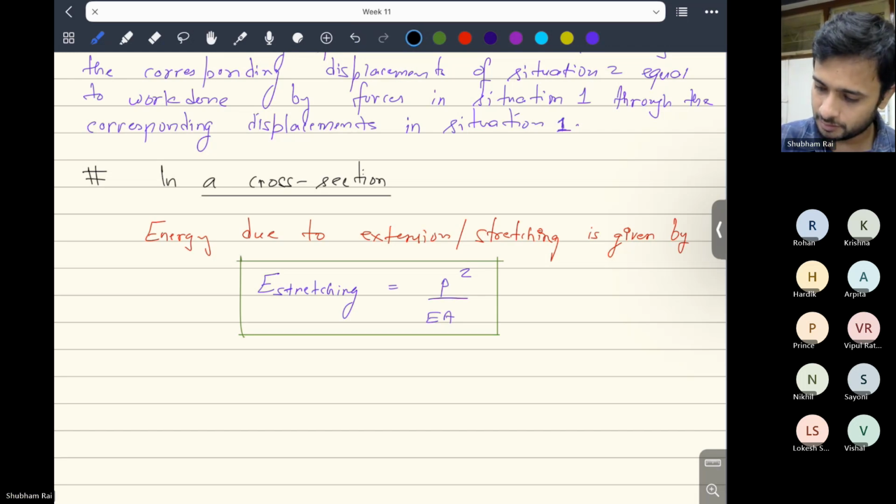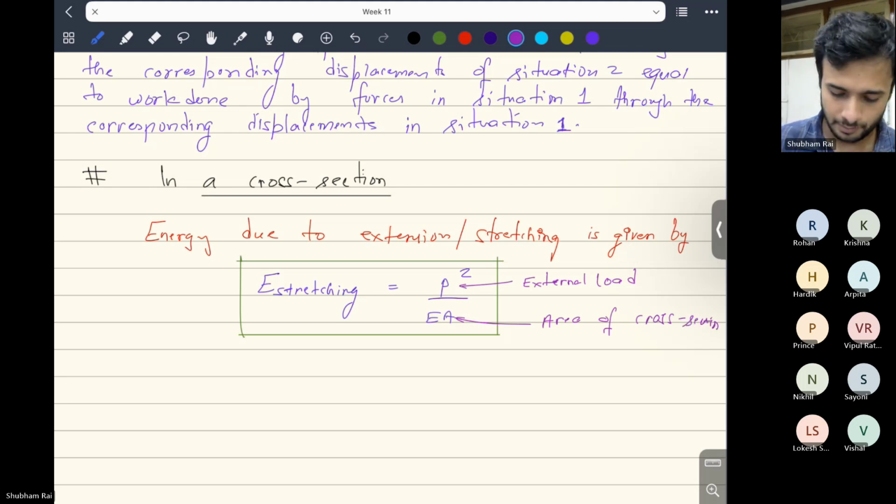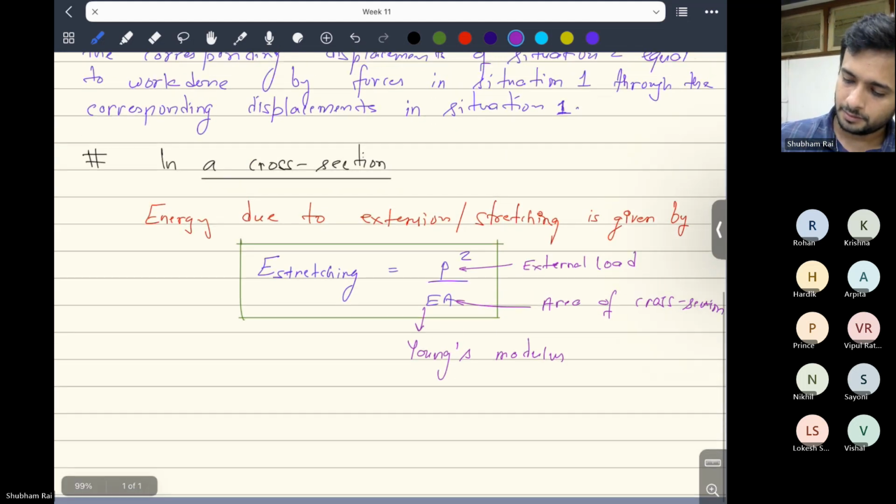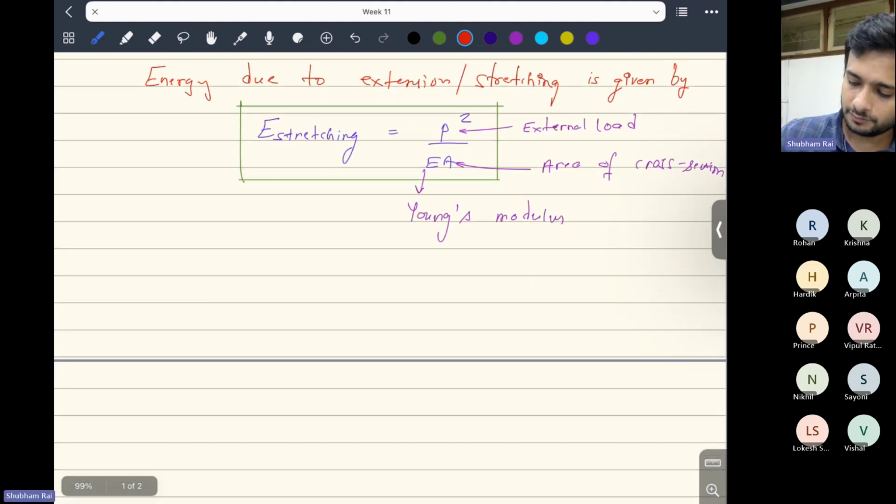Now P, I'm going to write the meaning of these terms. P is the external load applied to the body, A is the area of cross section, and E is Young's modulus. Now you have energy due to bending.